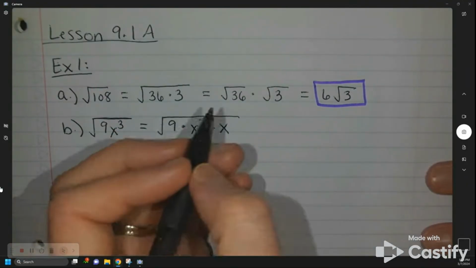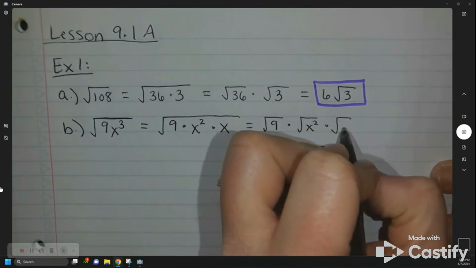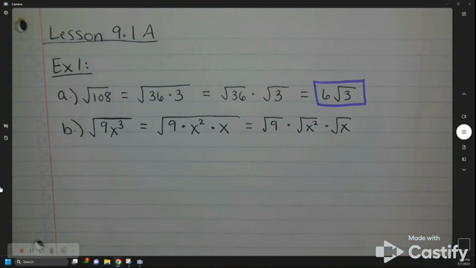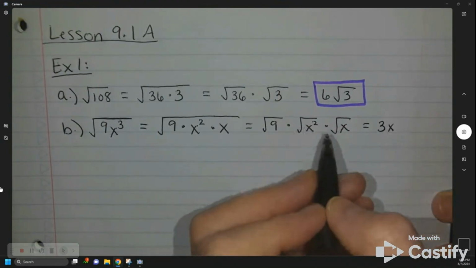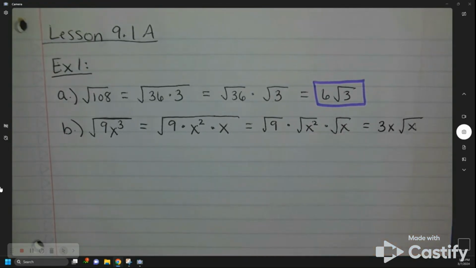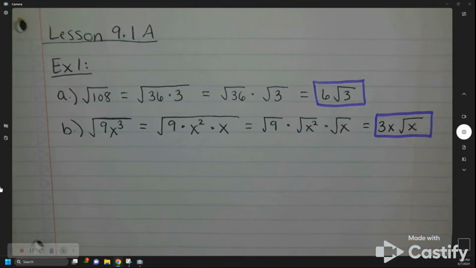The reason I'm doing that is because now I realize we've got the square root of 9 times the square root of x squared times the square root of x. Well, the square root of 9 is 3. The square root of x squared is x. And then I'm multiplying it by this remaining square root of x. So if I knew what x was, I'd be able to simplify it farther. But at the moment, that's as simple as we can go.